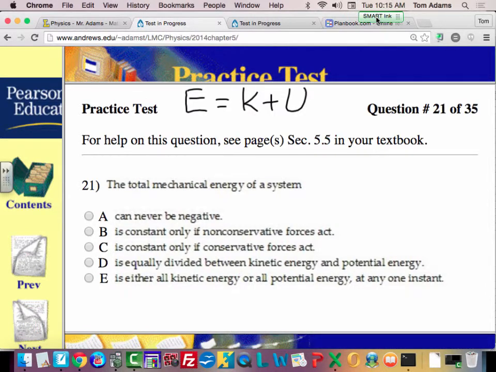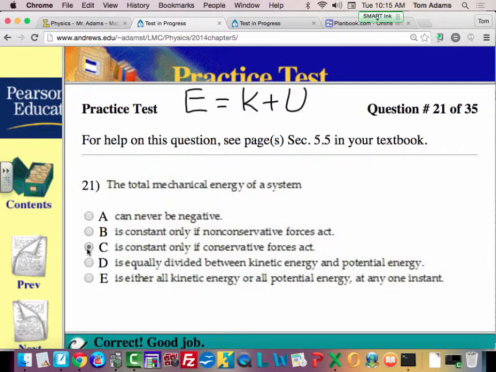So if we were to do that lab with no friction, the initial mechanical energy would always equal the final mechanical energy. So if I was in space and I had a potential energy and a kinetic energy, and then I changed that some way somehow, my final mechanical energy would be the same as my initial because there aren't any non-conservative forces. Does that make sense? So I think it's C. Yeah. So as long as there's only conservative forces at play, then it's constant.